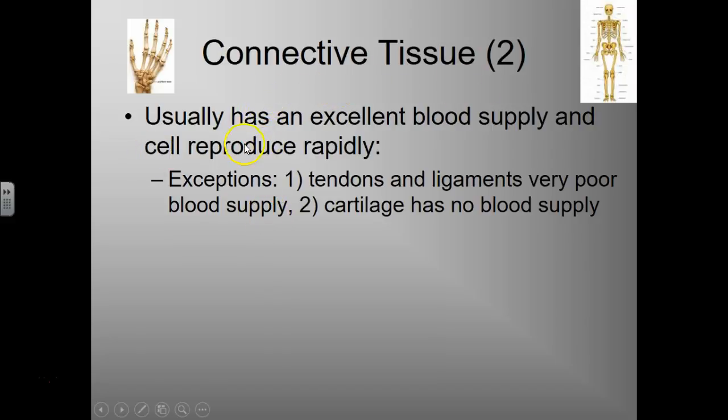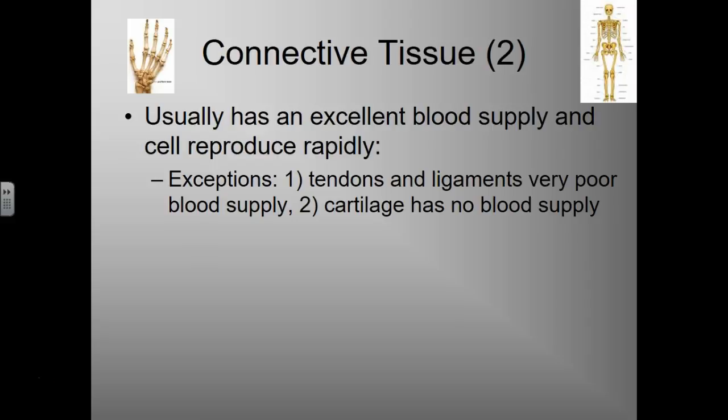Connective tissue usually has an excellent blood supply, and the cells are able to reproduce extremely rapidly. The exceptions are tendons and ligaments, and also cartilage. Tendons and ligaments have a very poor blood supply. They sometimes are near blood, so they can get some materials, but for the most part, when tendons and ligaments become damaged, it takes a long time for them to heal because they have a lot of trouble getting the raw material from the blood. And cartilage has no blood supply at all, so it relies on diffusion from surrounding blood vessels.